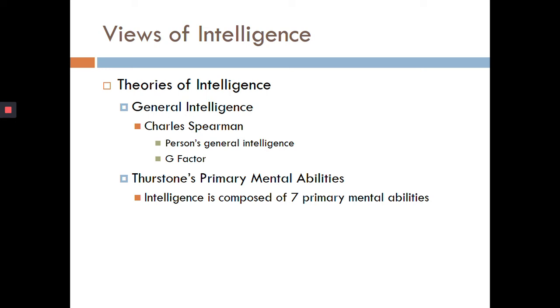Then you have, hold on, what's this dude's first name? Thurston. I'll remember his name in a second. Who came up with primary mental abilities. And so he feels that your intelligence is composed of 7 primary mental abilities.